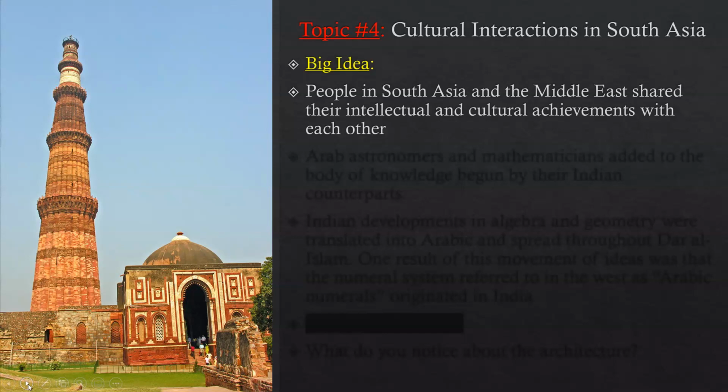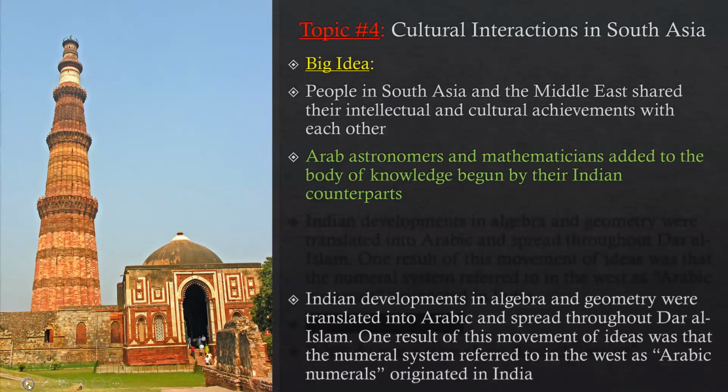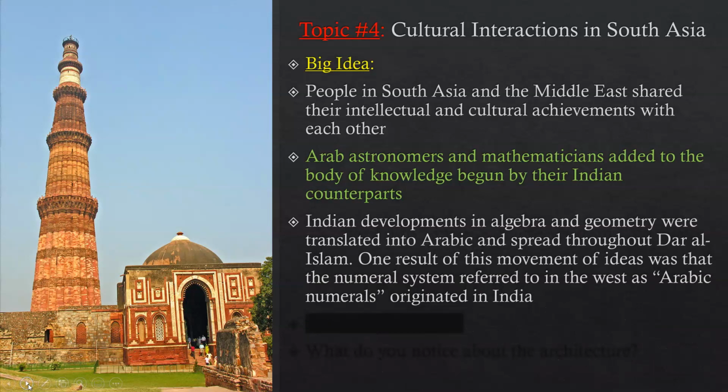People in South Asia and the Middle East share their intellectual and cultural achievements with each other. Arab astronomers, mathematicians, they added to the body of knowledge that begun with their Indian counterparts, like the Arabic numeral system. When I was in high school, I learned about the Arabic numeral system, right? It wasn't until I got out of high school I read a series of books by Will and Ariel Durant, a married couple that traveled the world, called The Story of Civilization. And I remember reading, I think it was the first volume, that really it originated in India. So I thought that was pretty interesting. So make sure you know that.